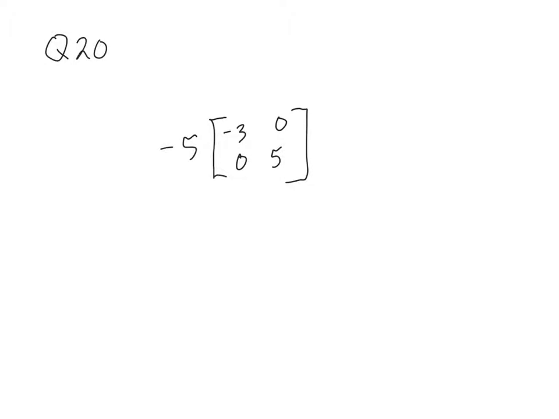This last one, you're going to multiply this matrix by 5. So that's just like distributing it to each number on the inside. You're going to multiply by 5. So -5 times -3 is +15. -5 times 0 is 0. -5 times 0 is 0. And -5 times 5 is -25. That is that matrix operation.